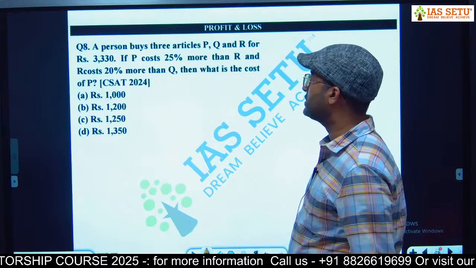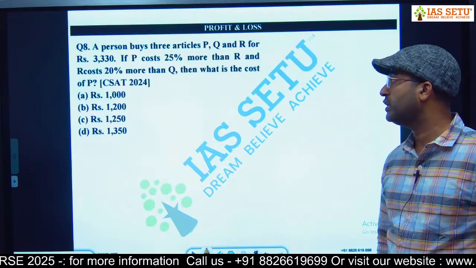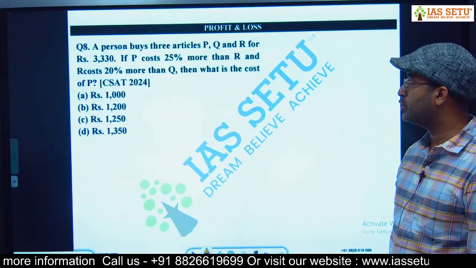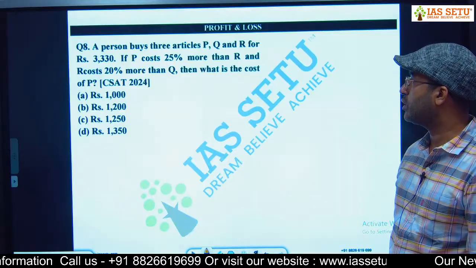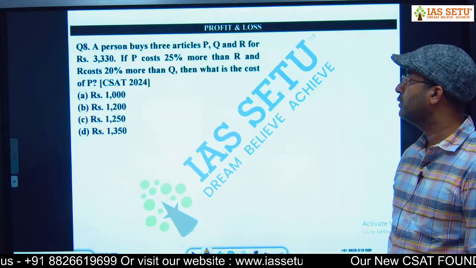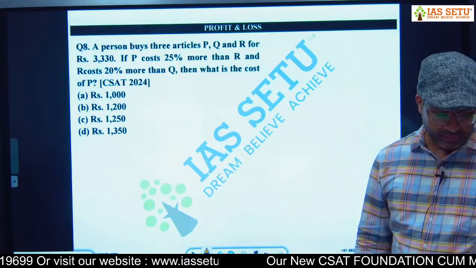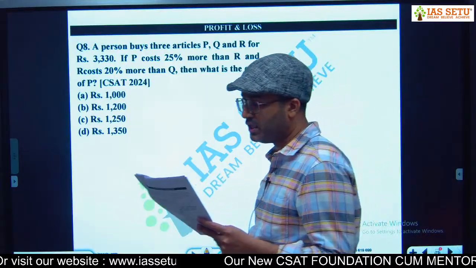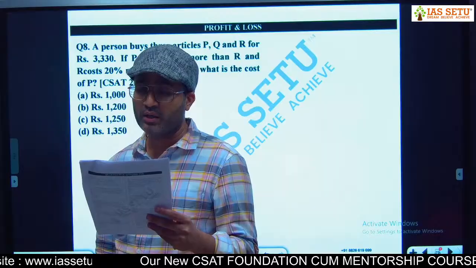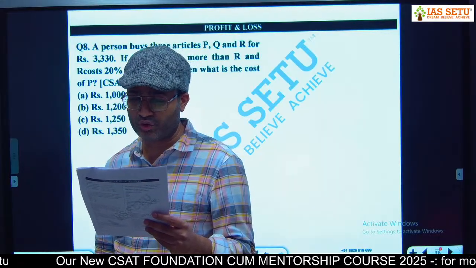Next question. A person buy 3 article PQR for rupees 3,330. P cost 25% more than R. And R cost 20% more than Q. What is the cost of P? वैसे परसेंटेज का क्वेश्चन है. आंसर ऑप्शंस आर गिवन. A person buy 3 article PQR for rupees 3,330. P cost 25% more than R. R cost 20% more than Q.